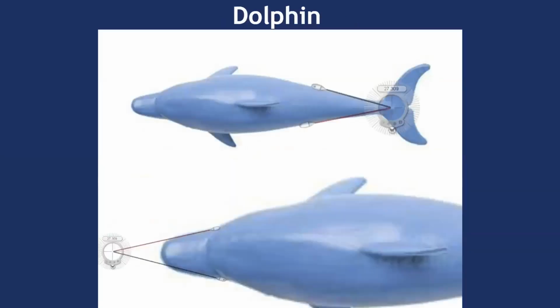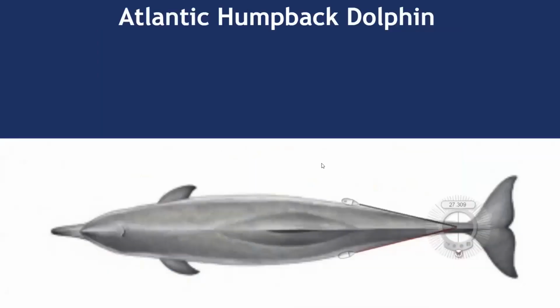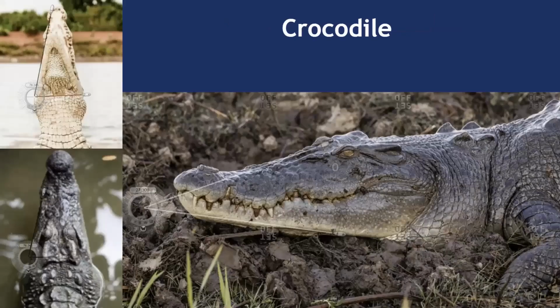And again, here's a top view of a blue dolphin. We see it in both the back of the dolphin as well as in the front. And here's an Atlantic humpback dolphin. We once again see it. You see, this is just so universal, so fundamental to the geometry of these fish and sea animals.